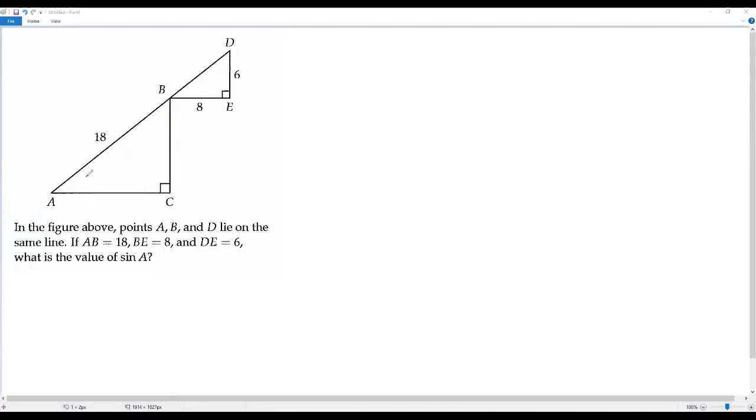Here we have a SAT math problem. Okay, let's go to the question. Here we have two right triangles. In the figure above, points A, B and D lie on the same line. If AB equals 18, BE equals 8, and DE equals 6, what is the value of sine A?